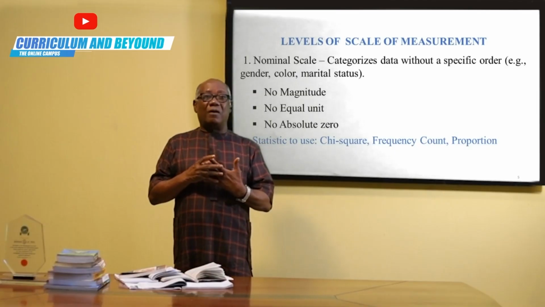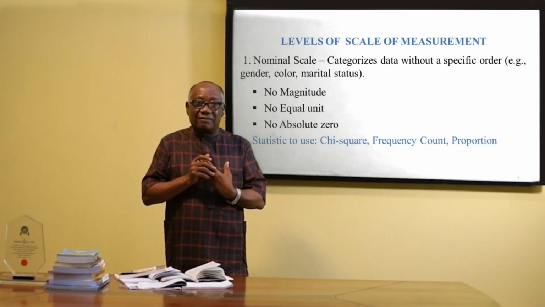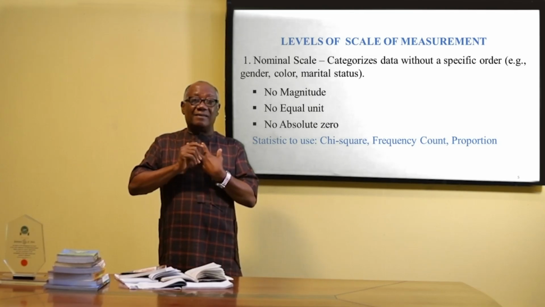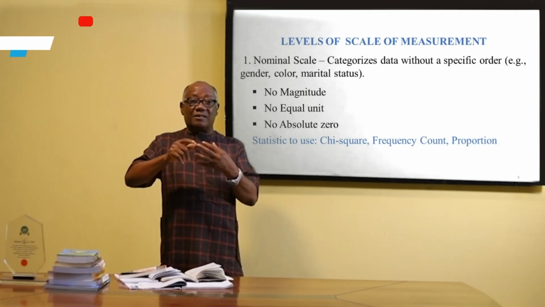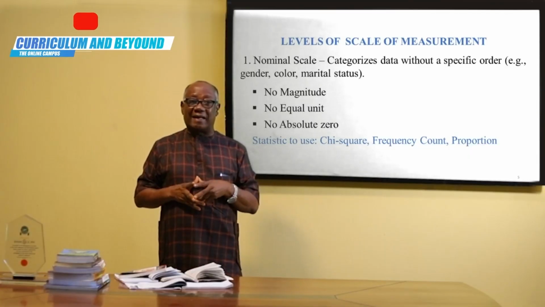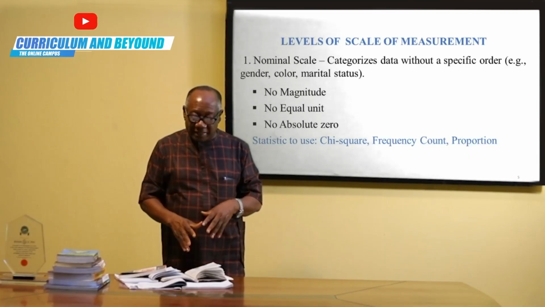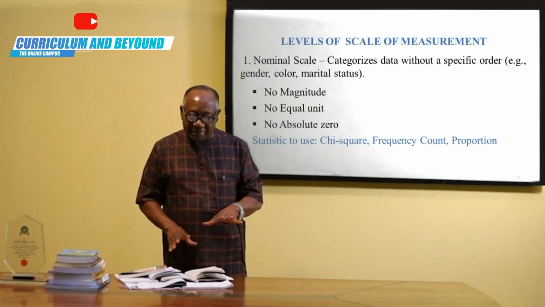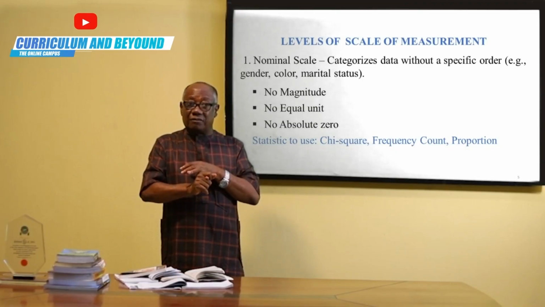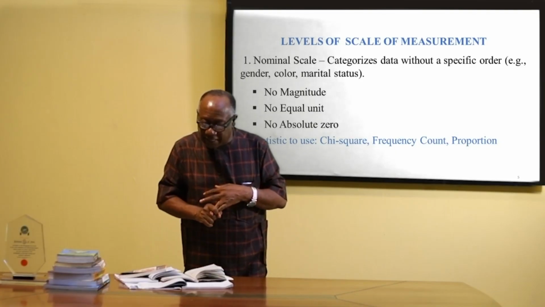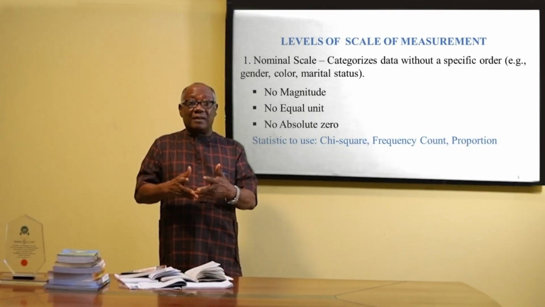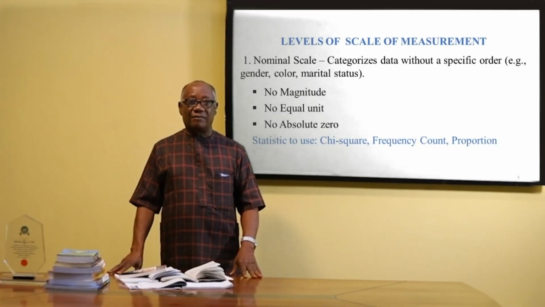Now, when we collect data in research and we are using the nominal scale, it influences the statistics we use for the manipulation of our data. For example, under the nominal scale, the statistics you could use are usually proportion, frequency count, frequency table, and then chi-square.